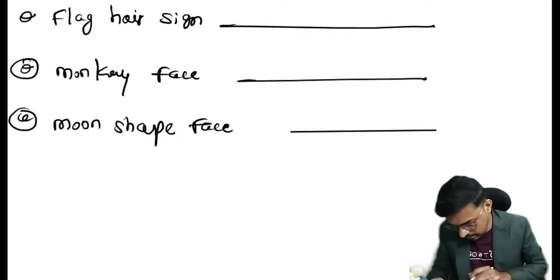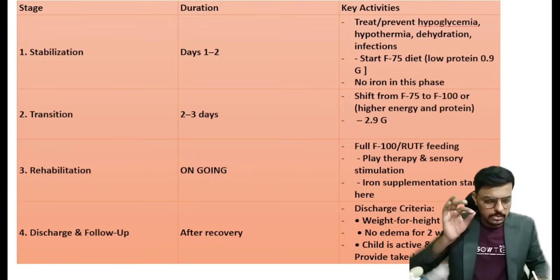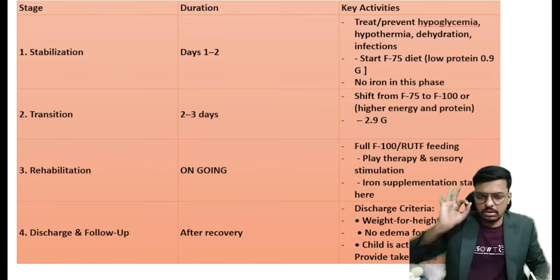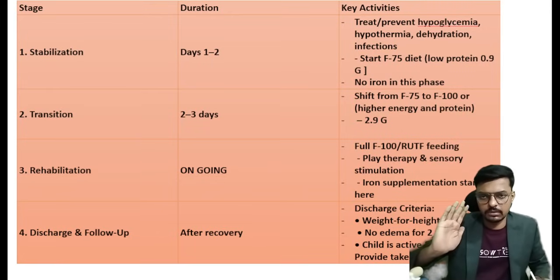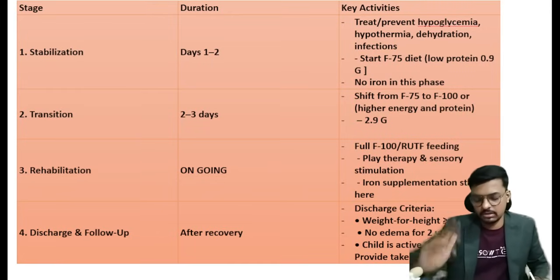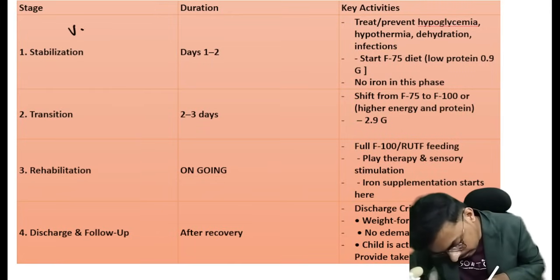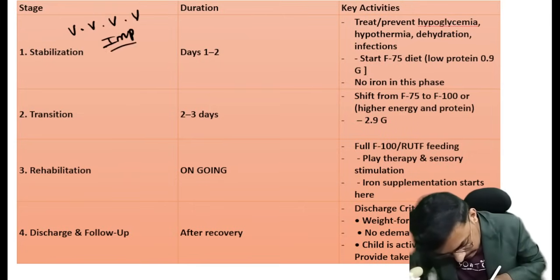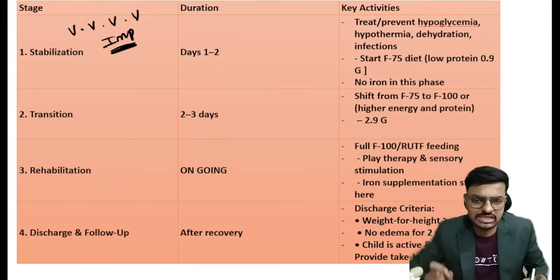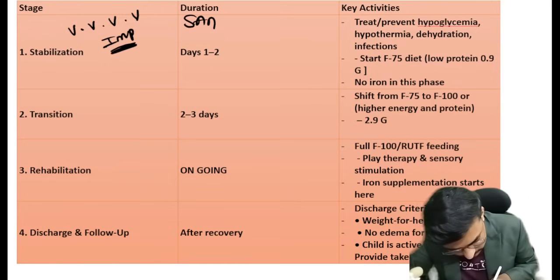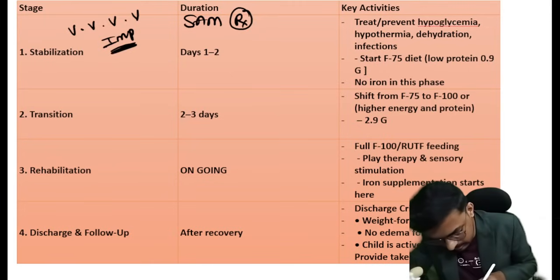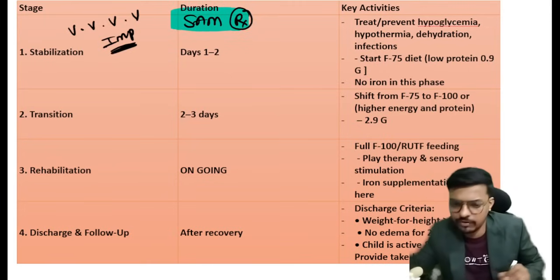Okay, so here comes the next, very important, more than 1,000 star important points. This is the very important management of the SAM baby, or the severe acute malnutrition management. So this is the SAM management, SAM treatment, beta. So very important. This is a direct examiner favorite concept.